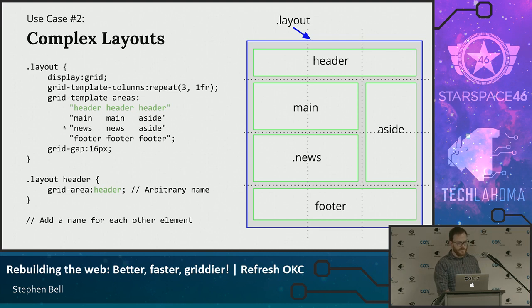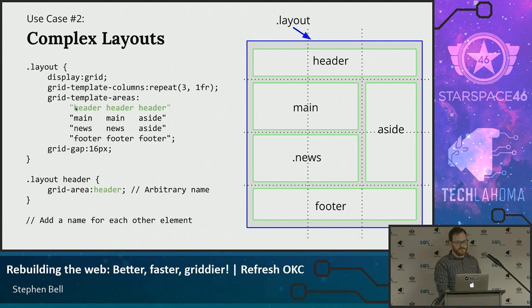So I'm doing display grid like before. This is the trick I just used a second ago, 3 equally sized columns. And then this thing right here, grid template areas. For each of the items in here, I give it a name, and this can be whatever you want. This can be a number. It could be 1, 2, 3, 4. You just type whatever you want in here.